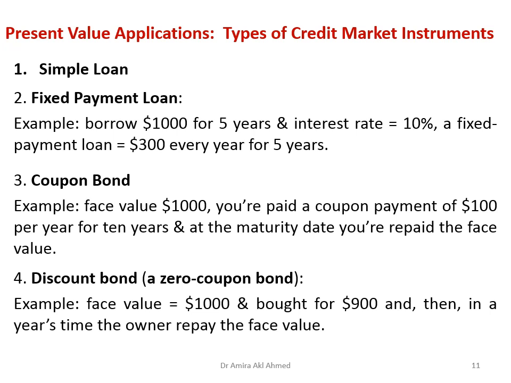There are four basic types of credit instruments that incorporate present value concepts. As mentioned earlier, they are simple loan, fixed payment loan, coupon bond, and discount bond. We have just explained the instrument of simple loan, so there is no need to repeat it.